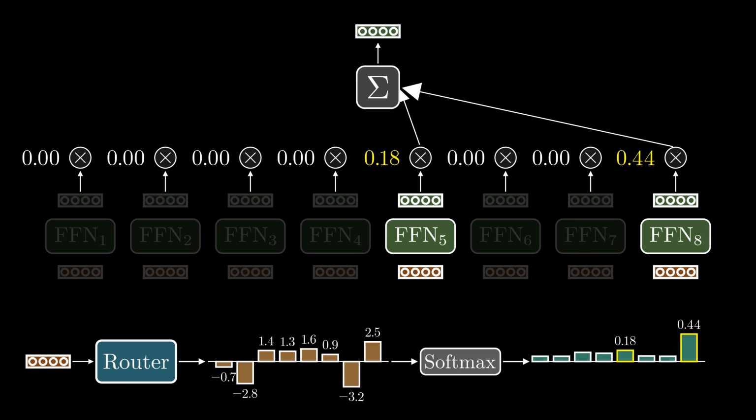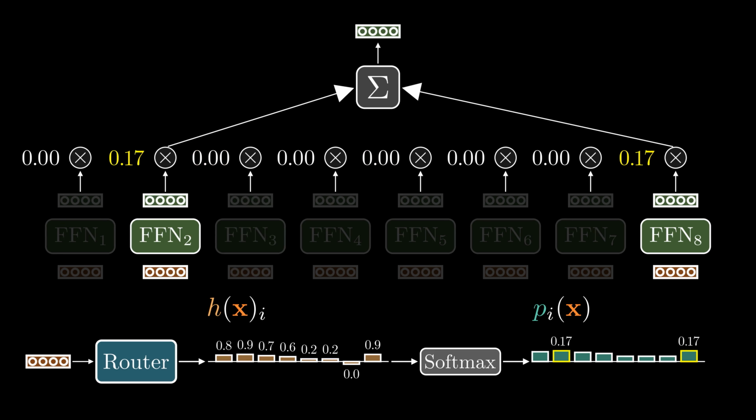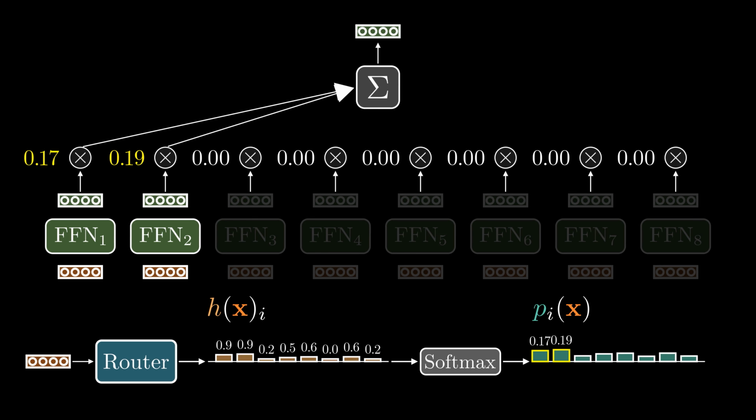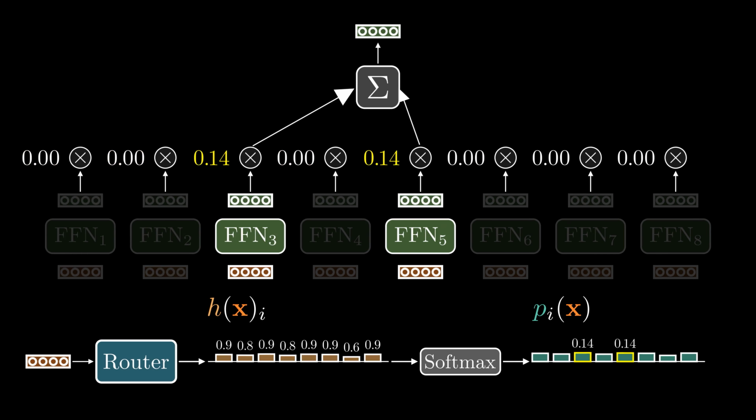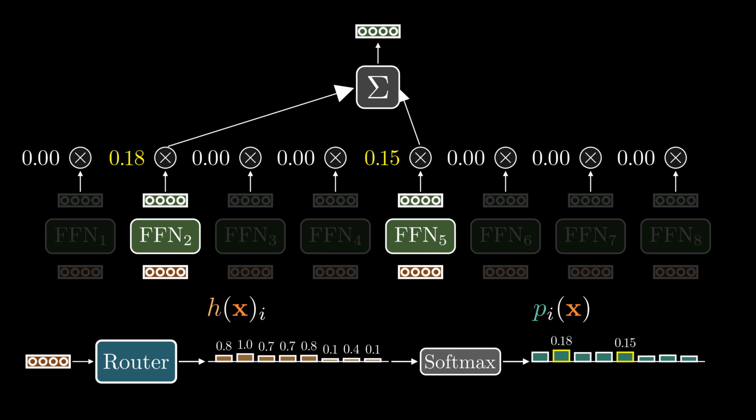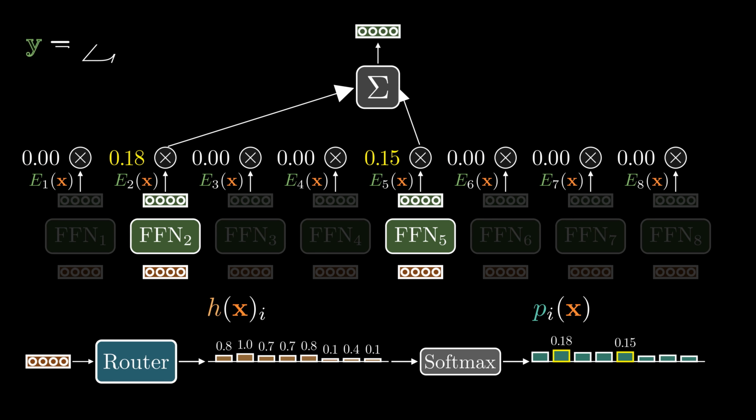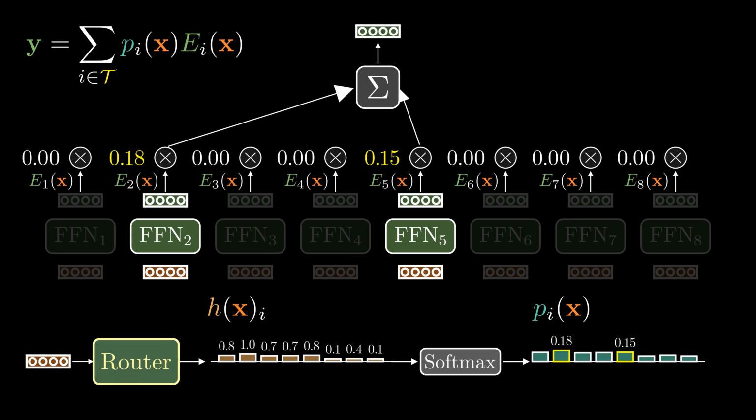For the ith expert, we denote the logit produced by the router for input x as h_i(x), and the normalized probability after applying the softmax as p_i(x). The output vector y is computed as a weighted sum of the outputs from the selected experts, where the weights are given by the router probabilities. Since we only have the top k experts, the weights do not need to sum up to 1. This is nice. But how exactly do we implement this router?